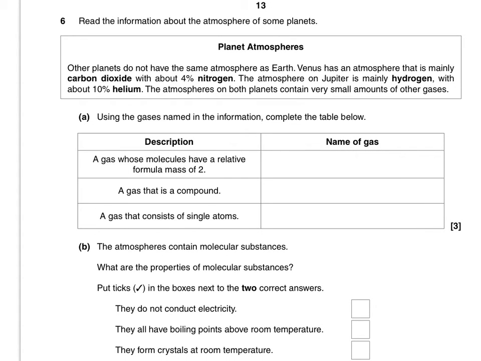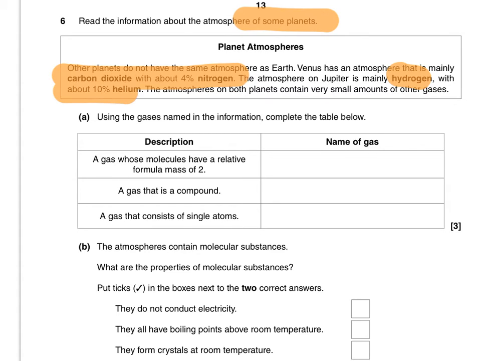Next one, atmosphere of some planets. Okay, so it's planet atmospheres. Other planets do not have the same atmosphere as Earth. Venus has an atmosphere that is mainly carbon dioxide with about 4% nitrogen. The atmosphere on Jupiter is mainly hydrogen with about 10% helium. The atmospheres on both planets contain very small amounts of gases. Using the gases named in the information, complete the table below. A gas whose molecules have a relative formula mass of 2.